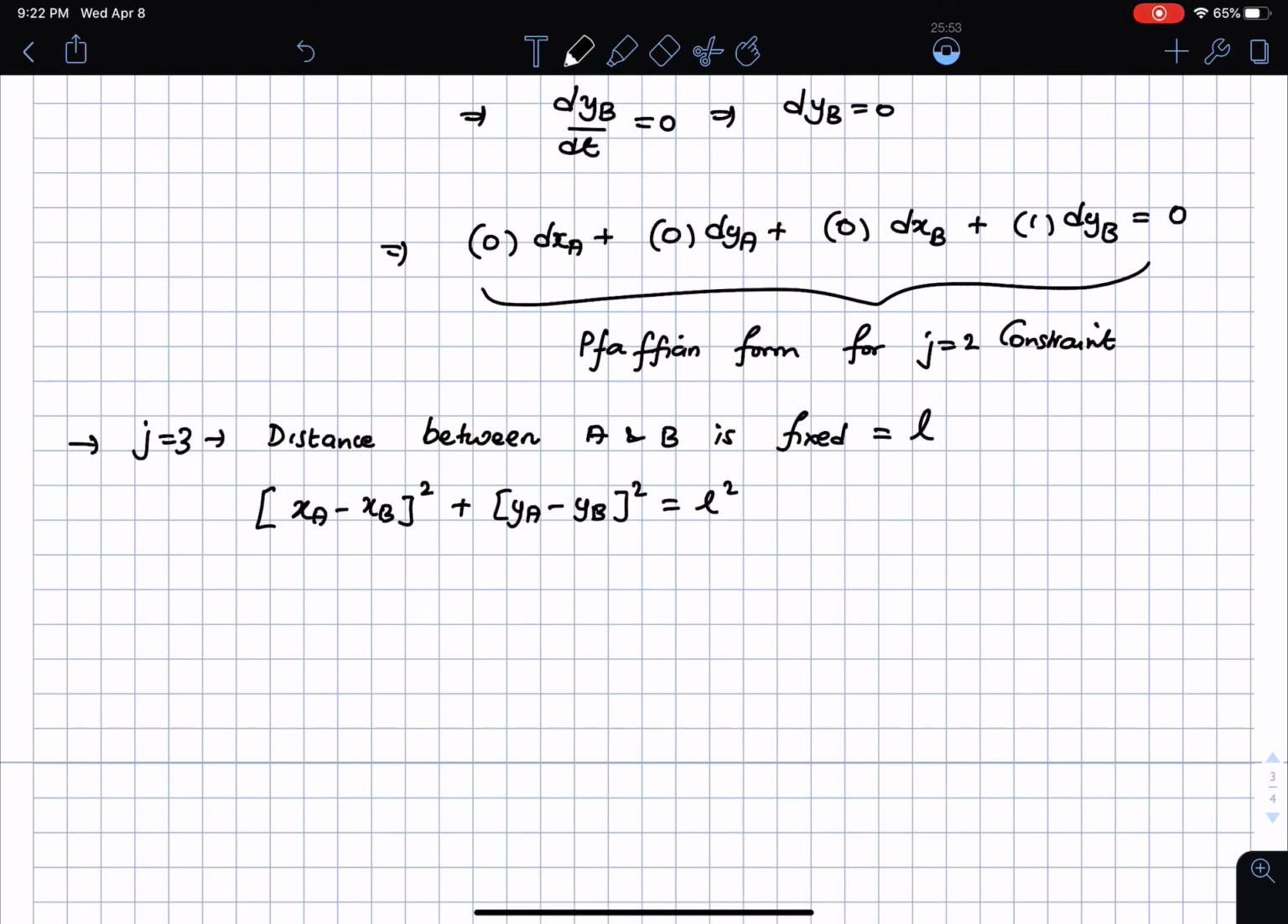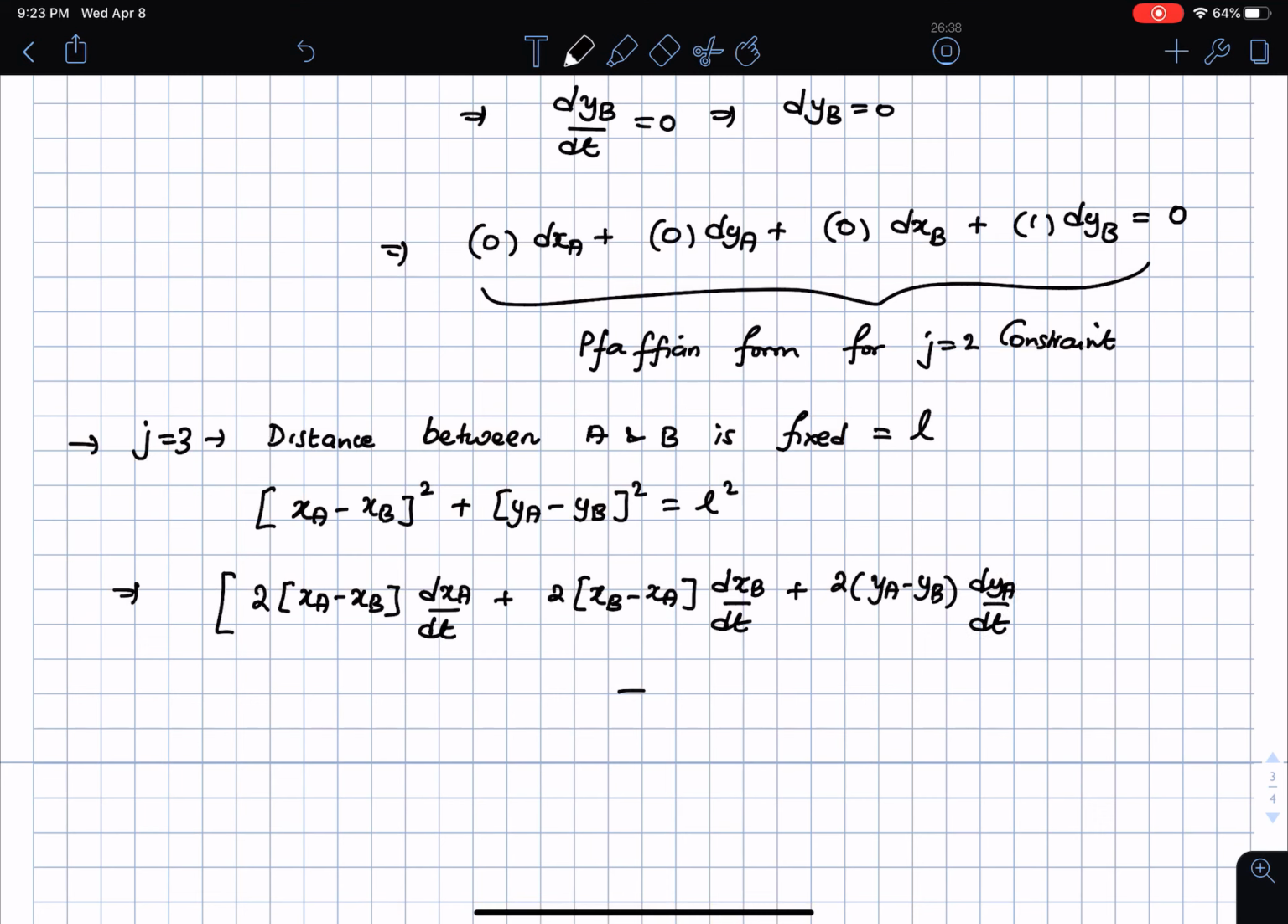I'm going to start differentiating on all sides with respect to time t. So this tells me the following. I'm going to use the chain rule for each of these. So this is going to be 2 times XA minus XB dxa by dt, then 2 times XB minus XA dxb by dt, and then 2 times YA minus YB dya by dt plus 2 times YB minus YA dyb by dt is equal to d by dt of L squared, which is equal to 0 because the length is fixed.